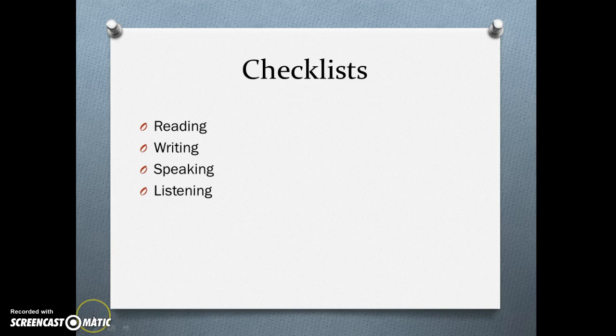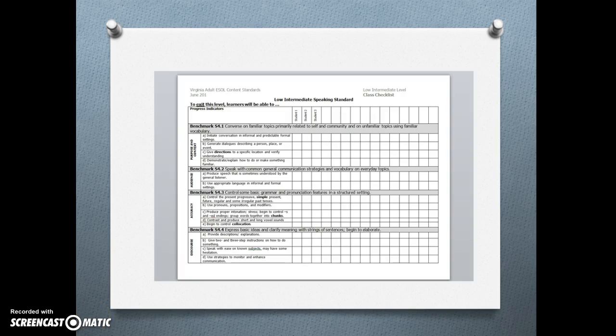Okay, so let's take a look at a checklist. This is an example of a low-intermediate speaking standard checklist. The checklist provides the content standards in an abbreviated format that fits on one page. So here are all the benchmarks and indicators. You'll notice here there are no examples or activities because this is more for assessment, not for planning. So you can keep track of student progress here. There's places for names up here at the top. If you copy this double-sided, it will give you space for up to 30 students.